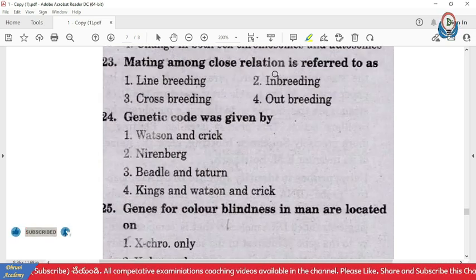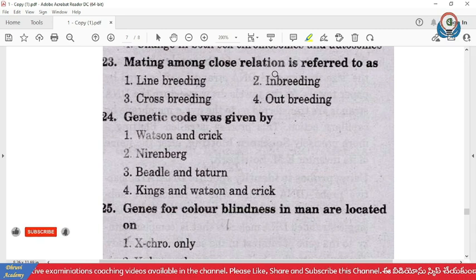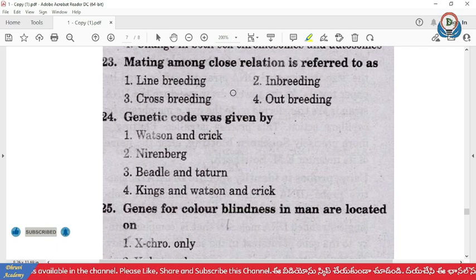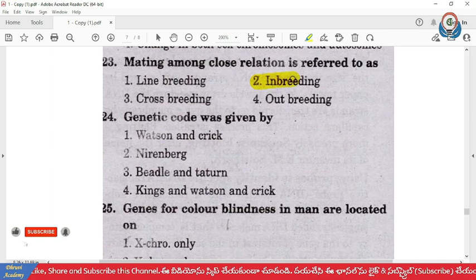Mating among close relations is referred to as: inbreeding, or line breeding, or third one cross breeding, and the fourth one outbreeding. Which is the correct answer? The answer is mating among close relations, between close relations, is called inbreeding.